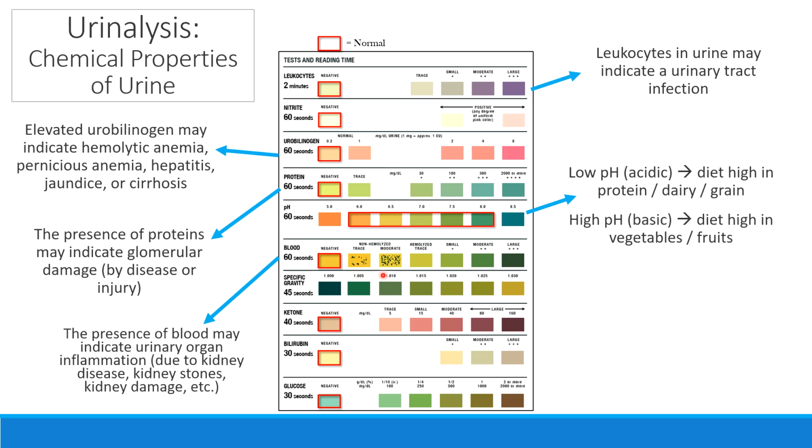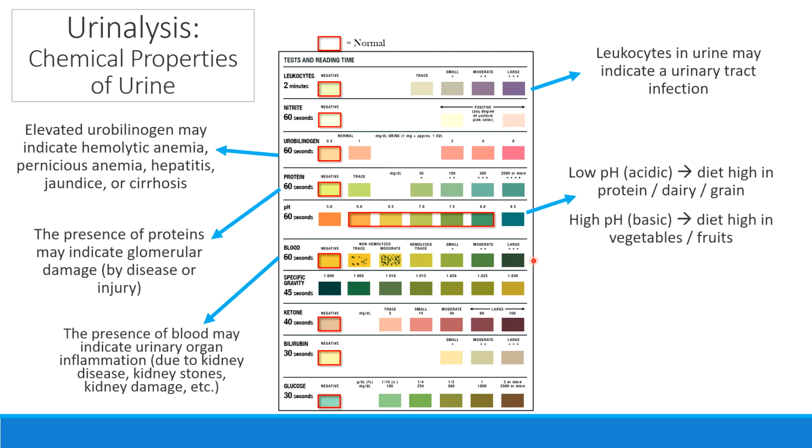Notice that blood could either be present in trace or moderate amounts where it is non-hemolyzed, meaning those red blood cells haven't been broken down, or it's possible that we see those red blood cells broken down, where they would more change the color of the urine, and we would see them a little bit differently as we're doing this urinalysis.